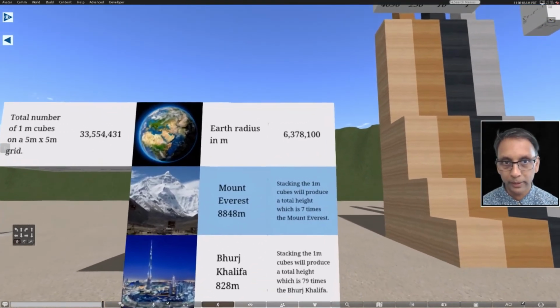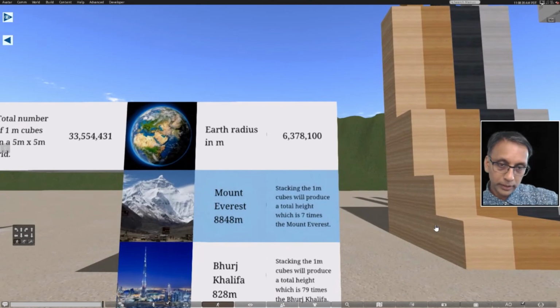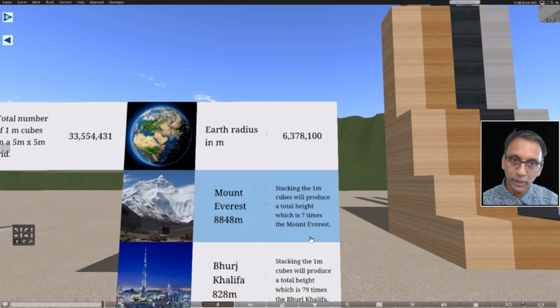Just for fun, this stack is so high that you would need 7 times the height of Mount Everest for these heights to match.